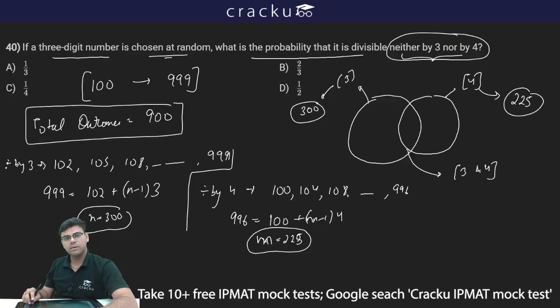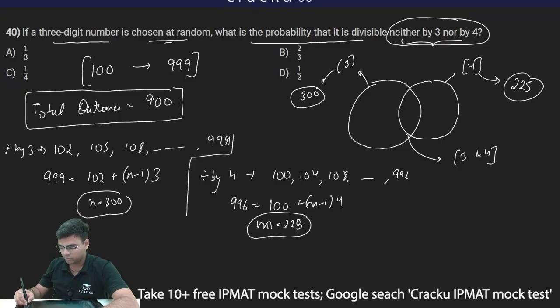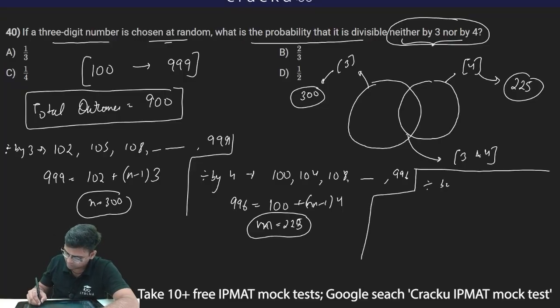Now we have to find out the numbers which are divisible by both 3 and 4. What are these numbers? All these numbers will be numbers which are divisible by 12, because we have to consider the LCM of 3 and 4.